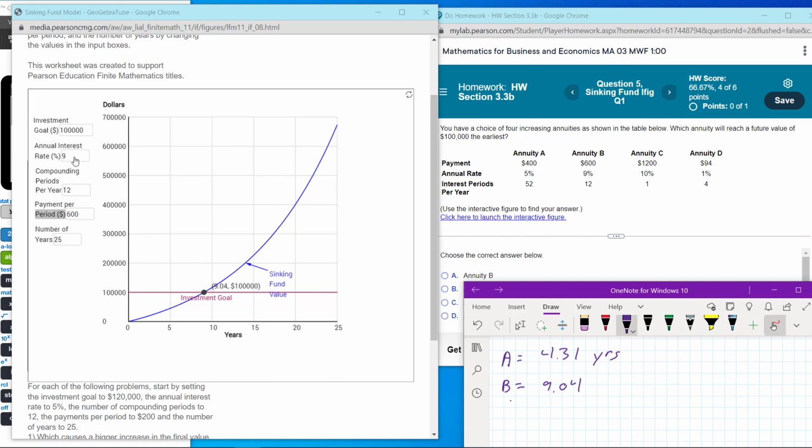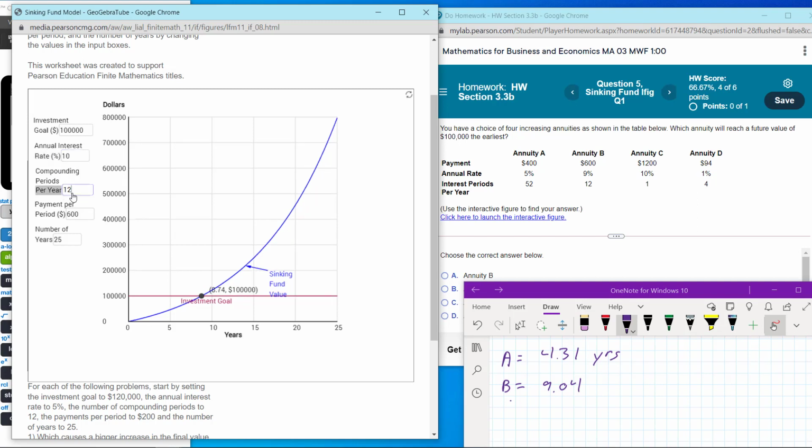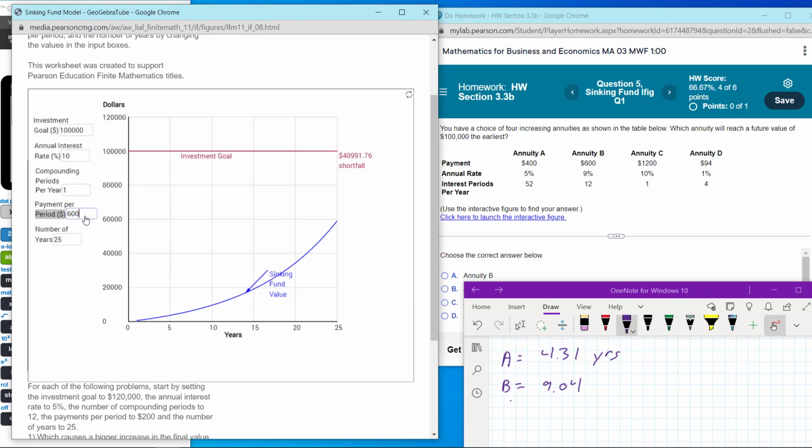Okay, there our interest rate is 10%. We have one payment per year. That's going to be a deal breaker. And we are making $1,200 per payment. Okay, that means it's going to take us 23 years to get to $1,000,000. So I'm pretty sure C is out.